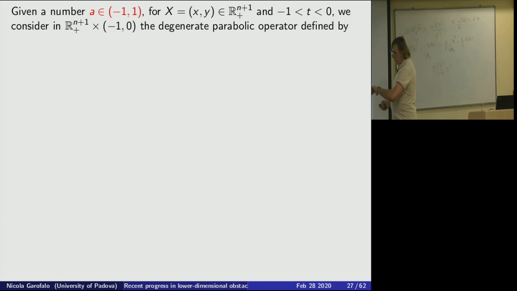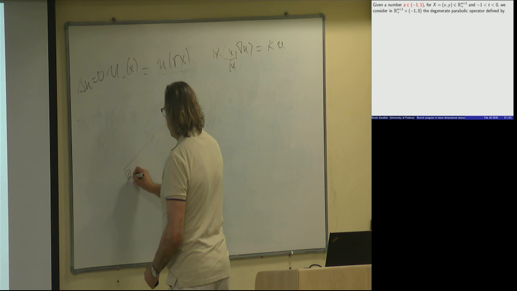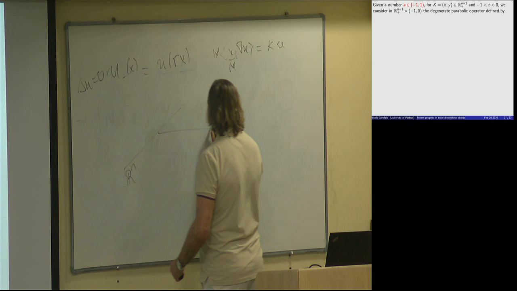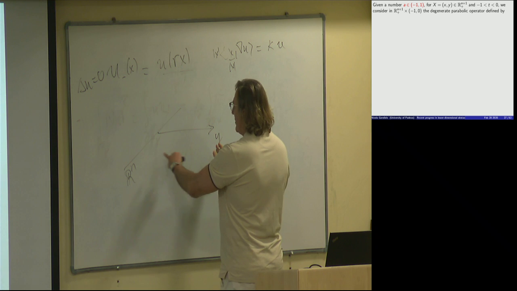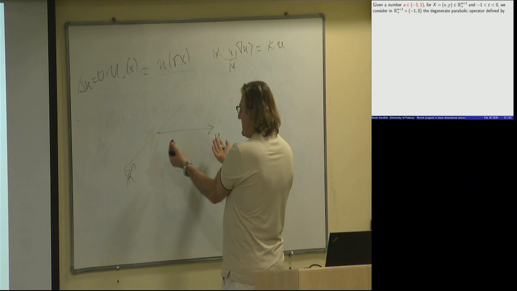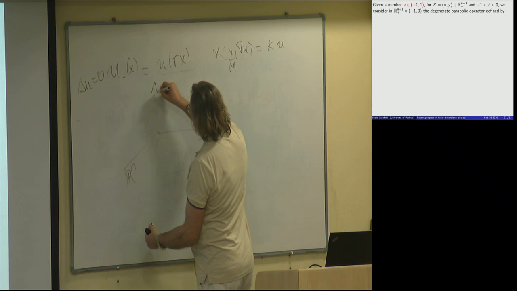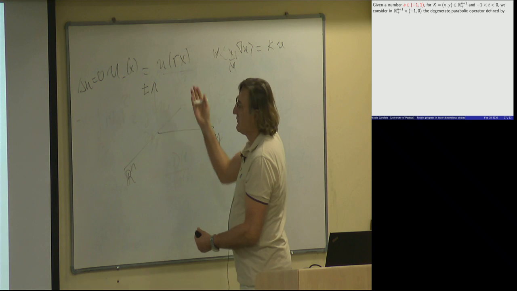All right, so now I will take any number a between -1 and 1, and the picture becomes a little bit more complicated than that, so let me put it on the blackboard. Because now we have also time involved. So think of this, okay, so down here this line is R^n, this is the y-axis, so this would be just the elliptic case, but now I'm adding the time direction, so I have an evolution problem.